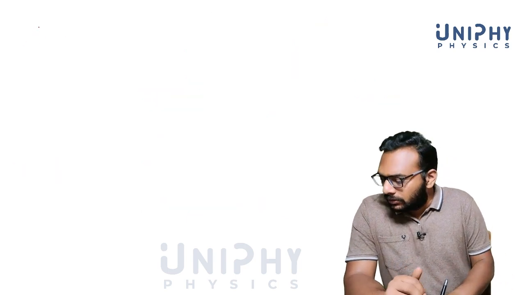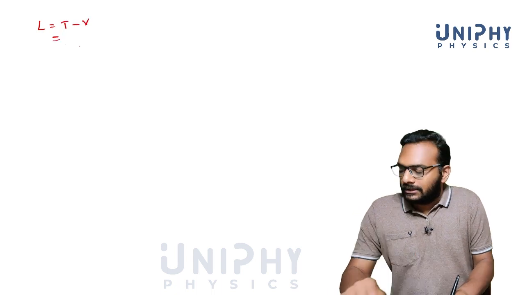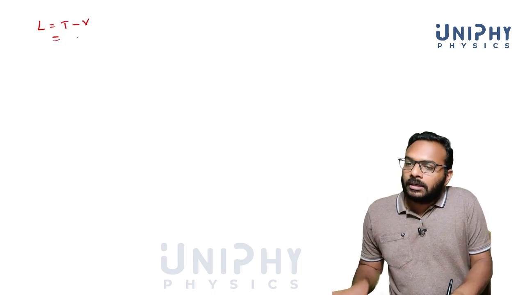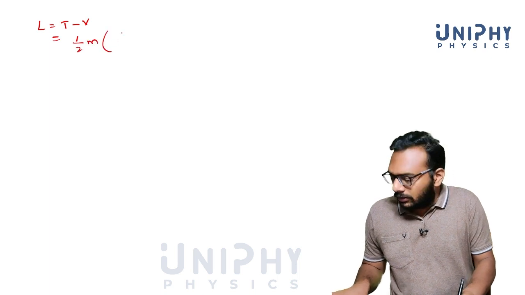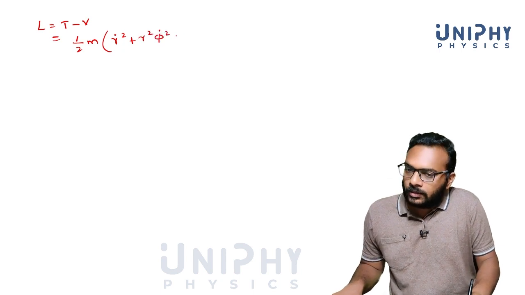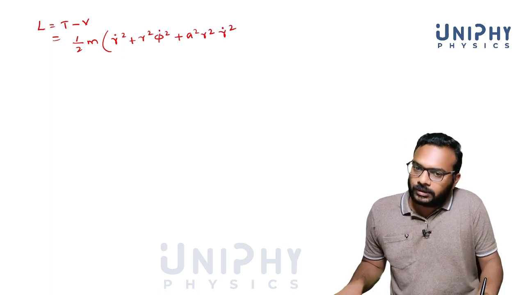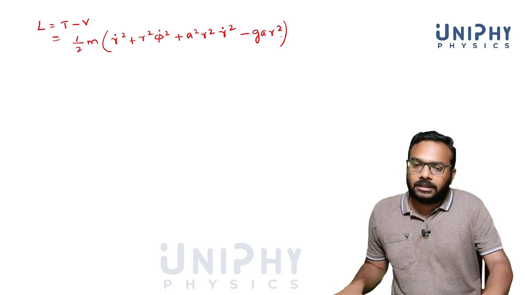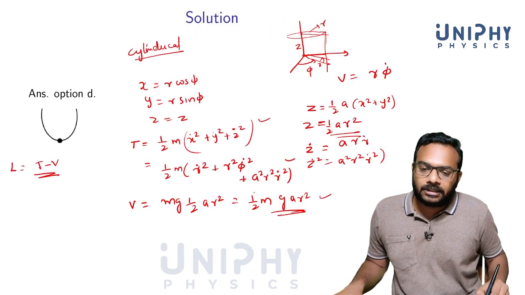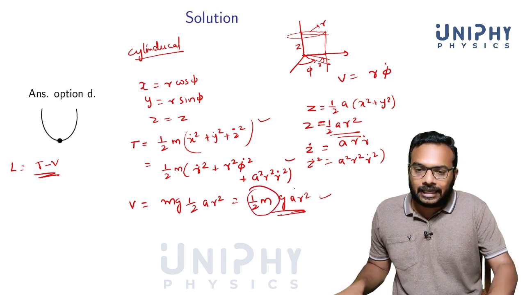So, the Lagrangian is T minus V, and that's equal to half m. We can pull this outside. r dot square plus r square phi dot square plus a square r square r dot square, minus g a r square, because we have pulled this half m outside and it's T minus V, so it's minus g a r square.